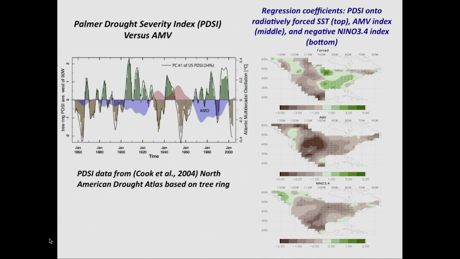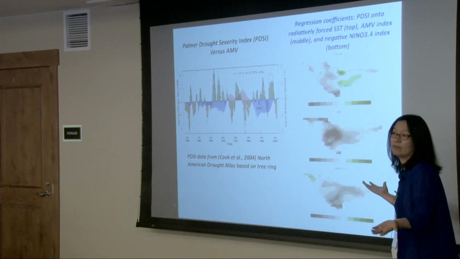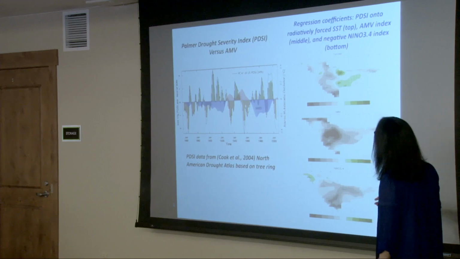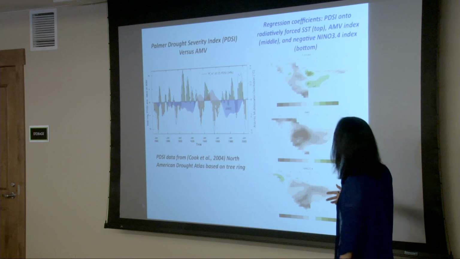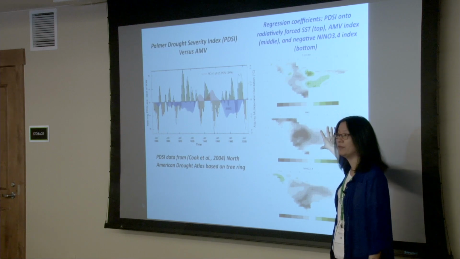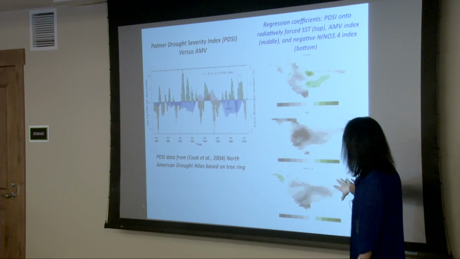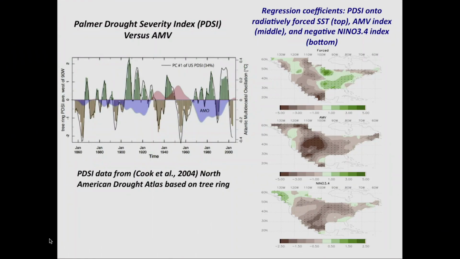So if we do the regression to see the spatial pattern of this linkage between the AMV and the PDSI, you get these plots there. Actually, I'm showing here on the top the forced component. I'll explain what I mean by forced. It's not a simple trend, but actually a signal-to-noise EOF analysis based on models, but I'll show you later. And this is the AMV regression, and this is the Nino 3.4 and the negative Nino 3.4.